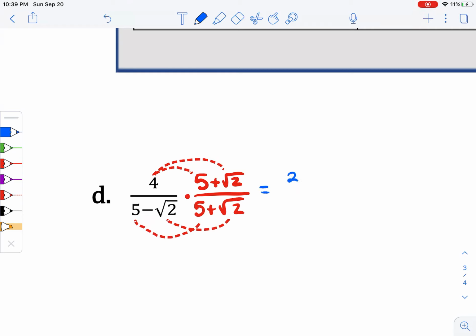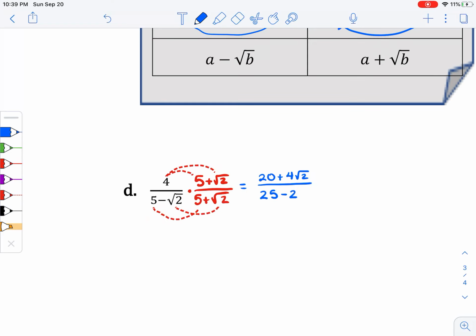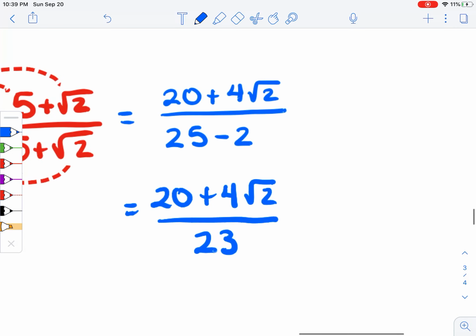So in this case, you'd have 20 plus 4 square root of 2 over 5 times 5 would be 25. Negative square root of 2 times a positive square root of 2 would be minus 2. So this would simplify to be 20 plus 4 root 2 over 23. Again, you want to check and make sure that there's no common factors between the top and the bottom. 23 is prime, so there are not. So this is your final answer.